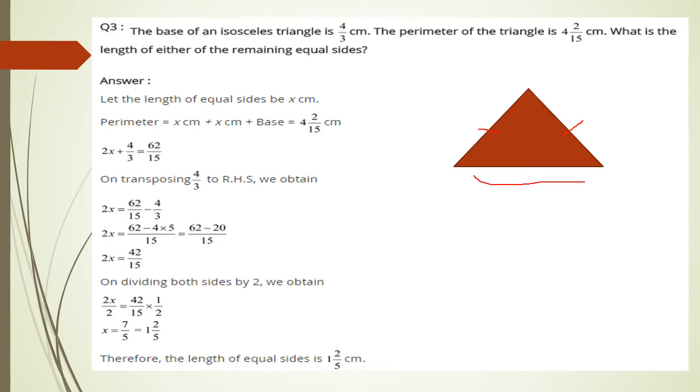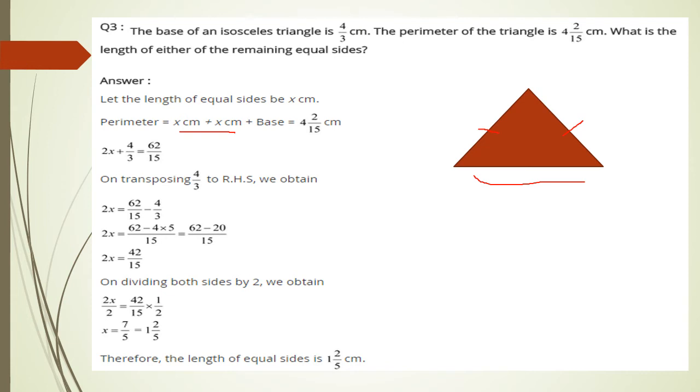Children, if we add this x and x, 1x and 1x, we will get 2x. 2x plus 4 by 3 equals 62 by 15. Children, here 4 2 by 15 is there, but I have written here 62 by 15, that means I changed this one to 62 by 15. How did it happen? Do you know about this?